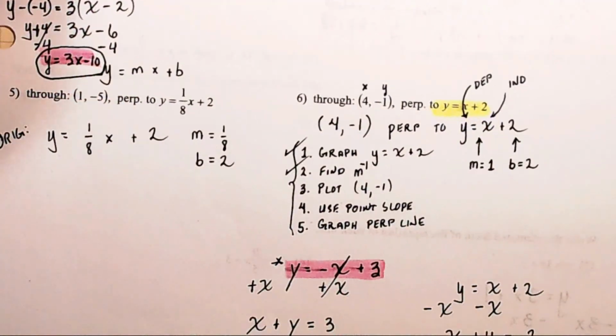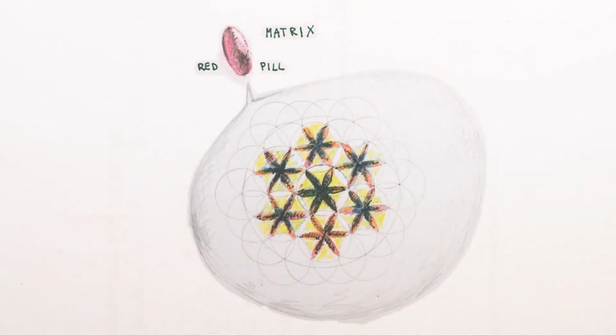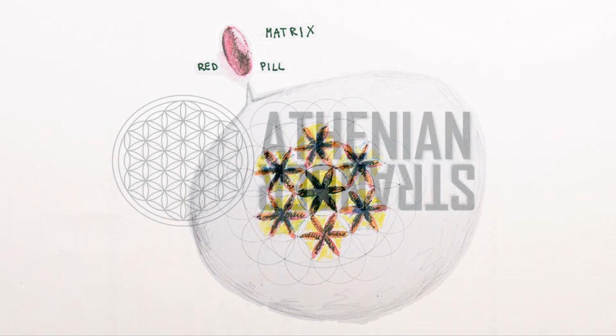So I hope that was helpful. Just closing out, this video showed us how to find and graph the equation of a line perpendicular to another line, and we showed not only how to graph it but derive the equation using the point slope formula, and I hope that was helpful.